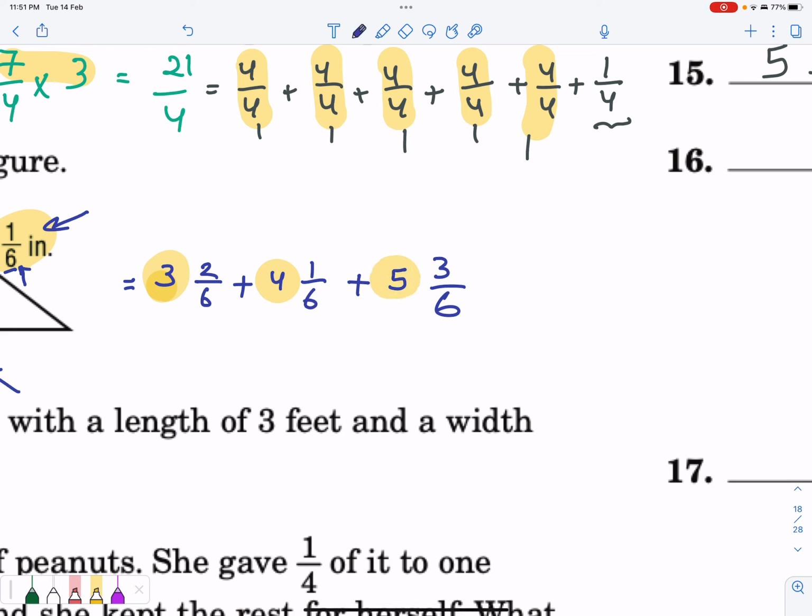4 plus 5 is 9. 9 plus 3 is 12. So that would be 12.